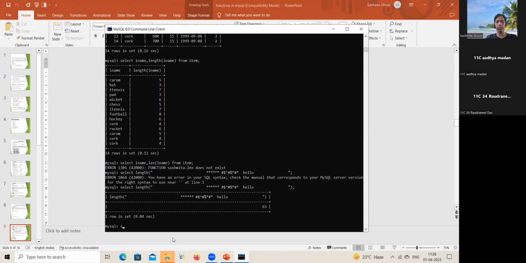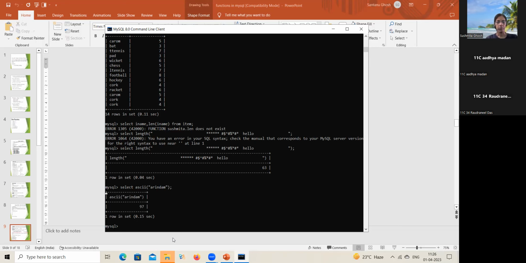Okay. Again, applicable on any character or a field. If I say select ASCII, this doesn't come in the exam because they don't expect you to remember the ASCII values of everything. But yes, if I have to remember, capital A is 65, small a is 97. Okay, so the ASCII value of the leftmost character.